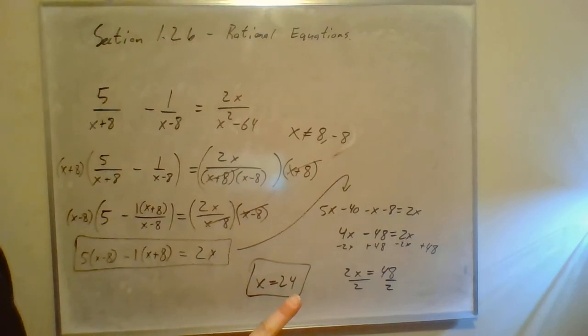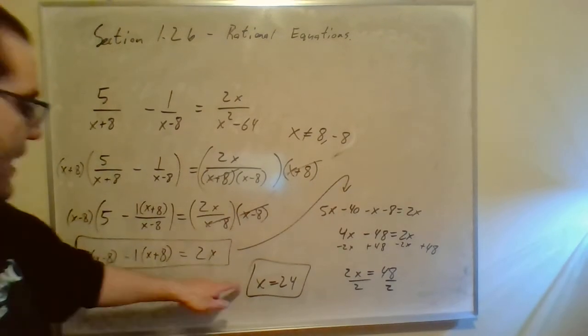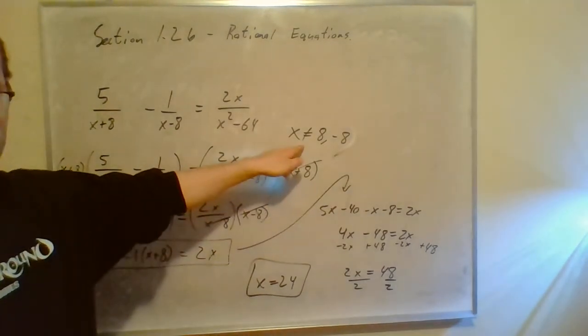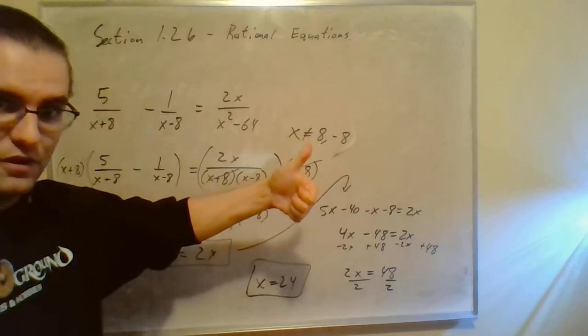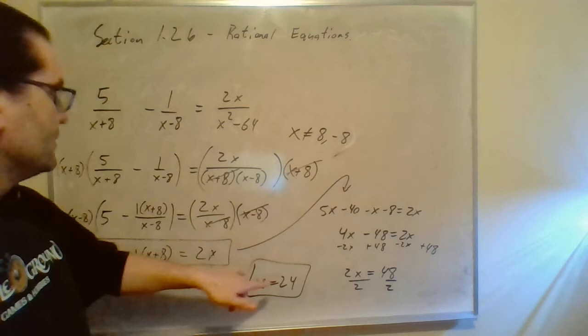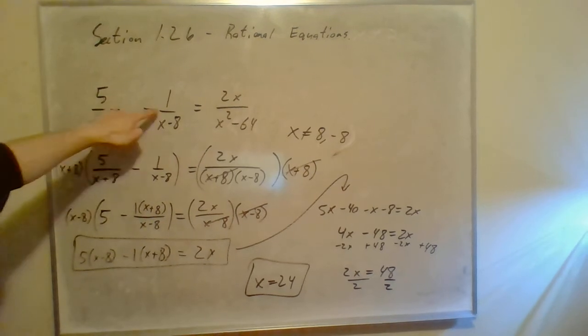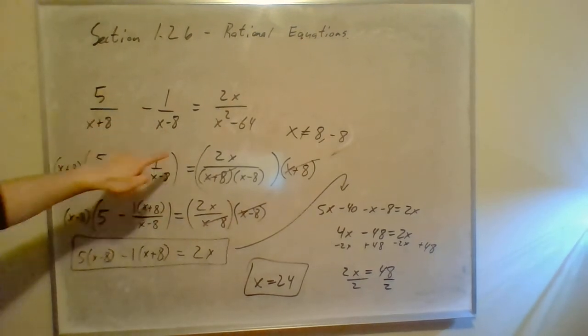From here, we still have to do our checks. We should check that our answer doesn't match our domain restrictions. And it doesn't. We're all in the clear there. And we should check that it actually solves this. So this will be 5 over 32. Ooh, that's rough. Minus 1 over, oh, 16 is not that bad. Okay.